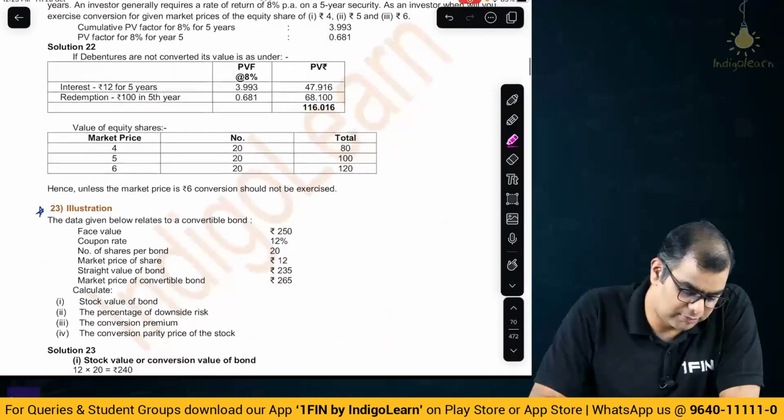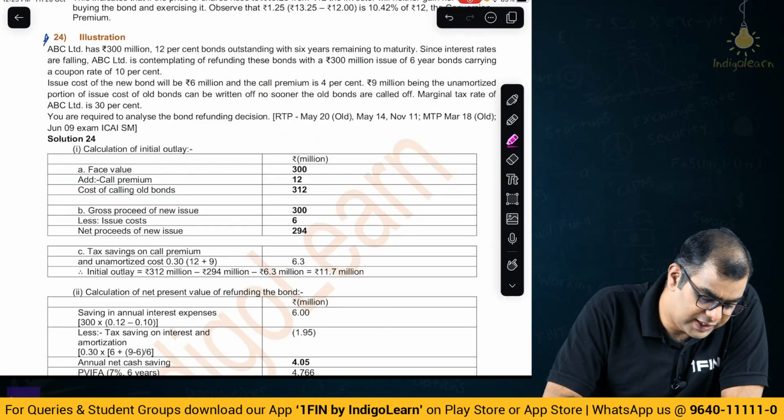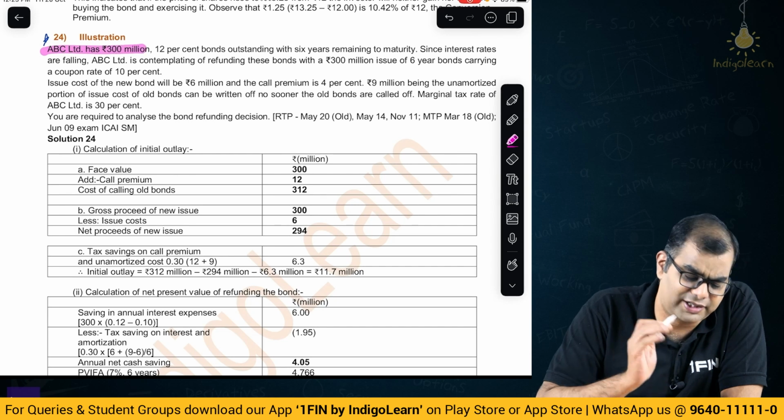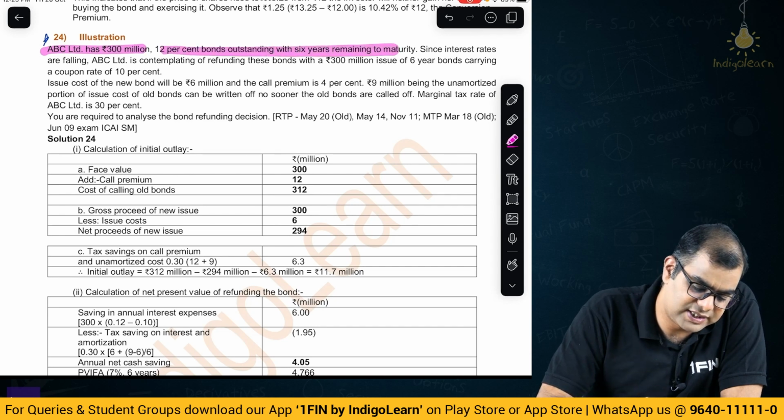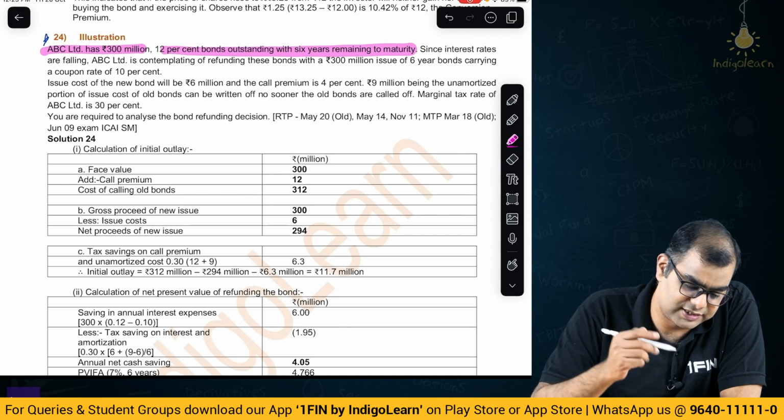Let us move to the next problem. This is a good type of question. These kinds of questions have come up multiple times. ABC Limited has 300 million, that is 30 crores, of 12% bonds outstanding with 6 years remaining to maturity.